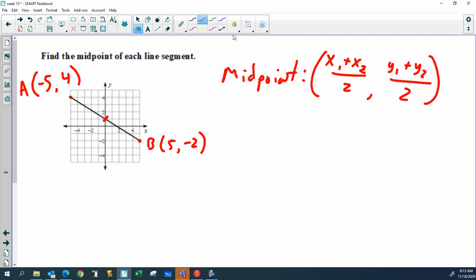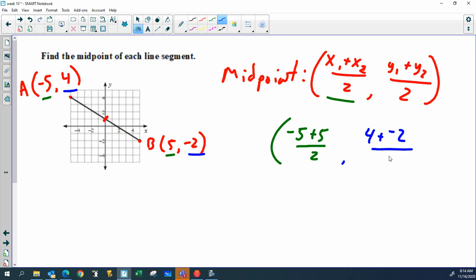All right, so in order to do that, we're going to take our x values here and add them up. So -5 plus 5 and divide by 2. Okay. Then we're going to take our y values here, add them up. So it'll be 4 plus a -2 over 2. Okay. And we just simplify from here. So -5 plus 5 is 0. And 4 plus a -2 is 2.